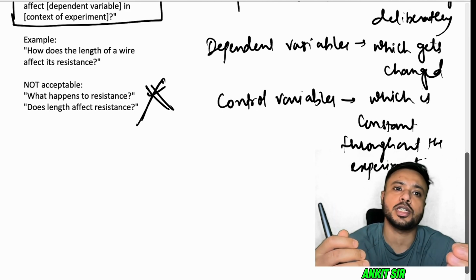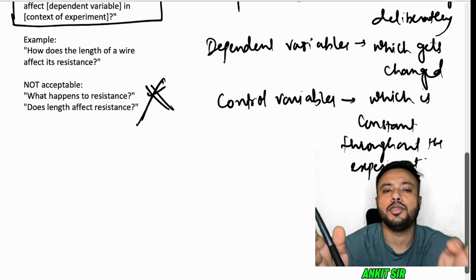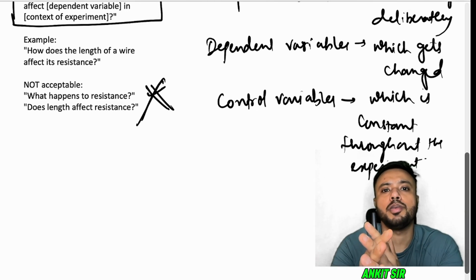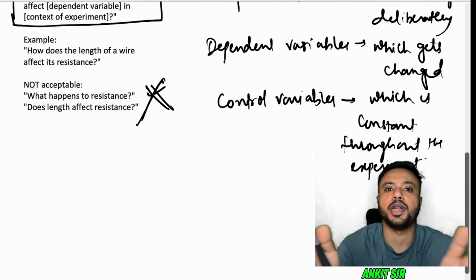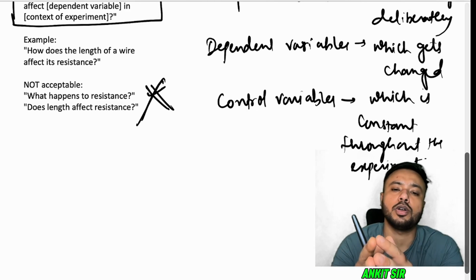So if the cross section area is also changed throughout the experiment, then the result, which is basically we are trying to figure out the dependency of length on the resistance, we won't be able to figure it out appropriately. So the cross section area will be constant, so it will be a control variable in this.